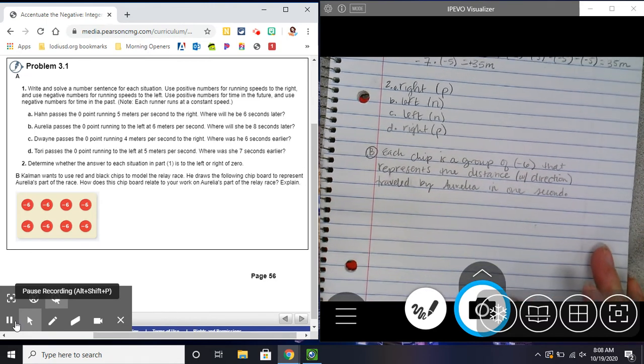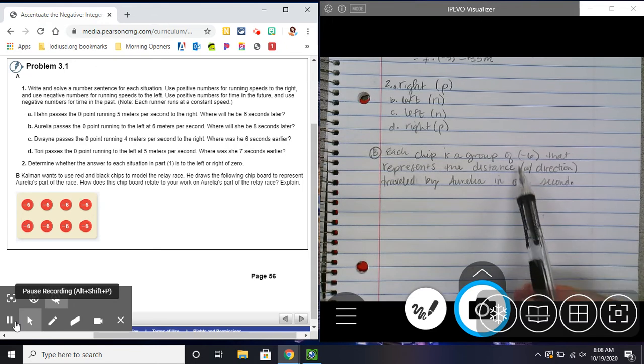So hopefully that makes sense to you. Basically, it has distance with direction, and it's going by 1 second, and each 1 second is -6. We will do part C and D together in class.